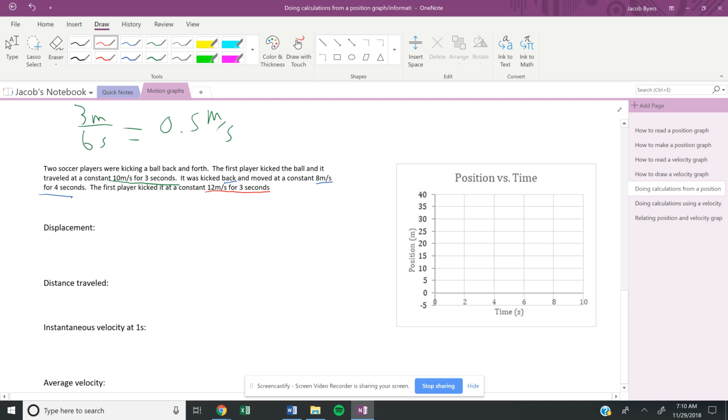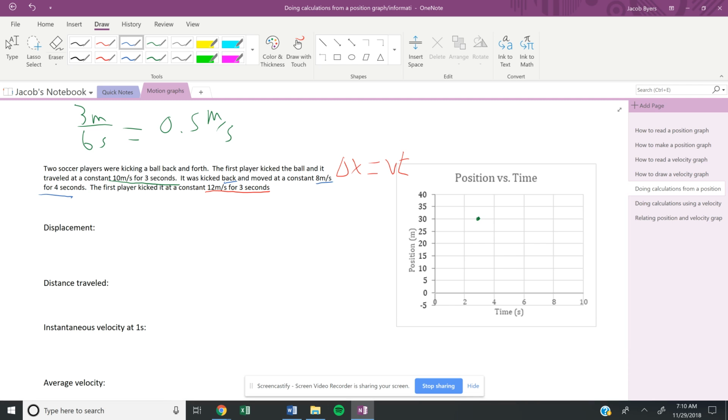So we get to graph this. We're going to use displacement is equal to velocity times time because it is constant velocity. And so the first step, 10 meters per second for 3 seconds. At 3 seconds, we will be at 30. Then it kicks backward at 8 meters per second for 4 seconds. 8 meters per second times 4 seconds gives us 32.